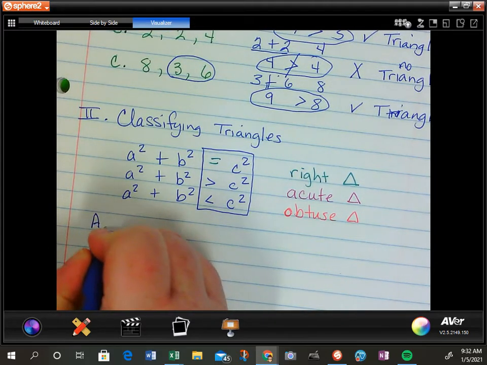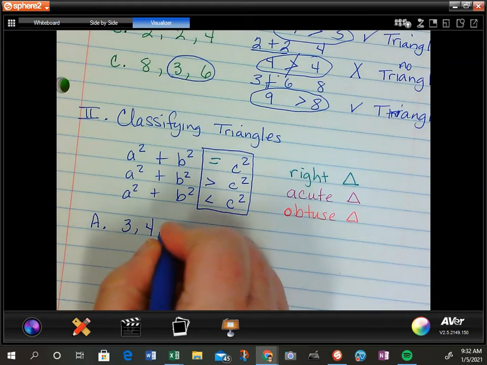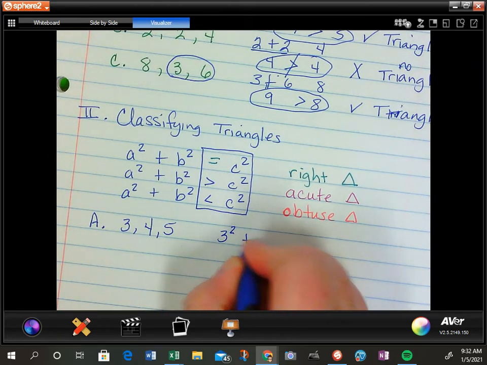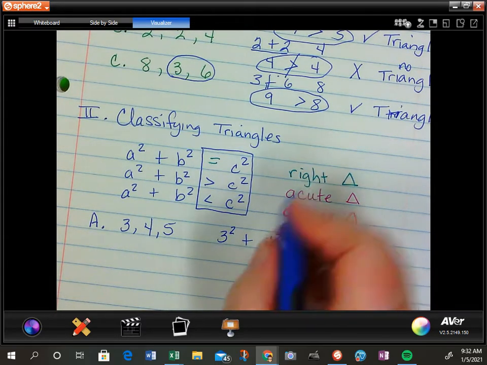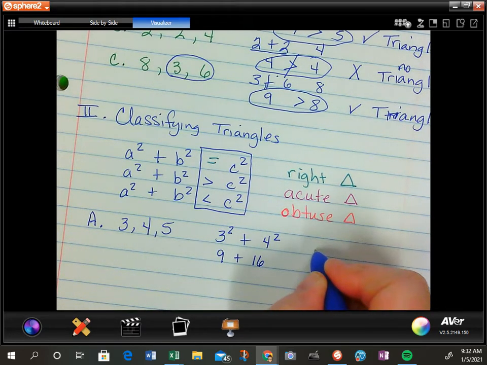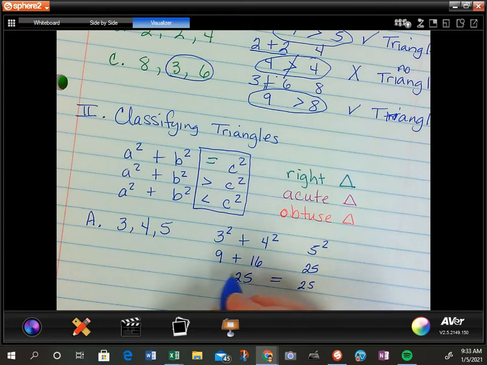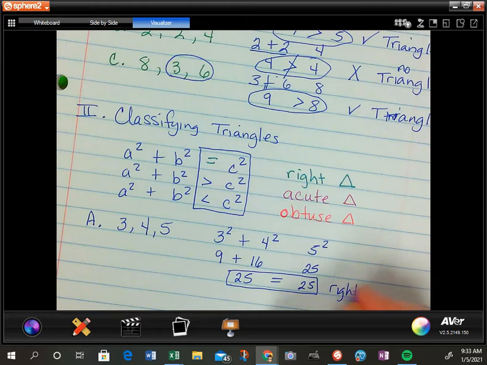Letter A. Once again, we're going to try 3, 4, and 5. So 3 squared plus 4 squared. 3 squared is 9, plus 4 squared is 16, and C squared would be 5 squared, that would be 25. 9 plus 16 is 25, and 25, and that is equal. So I have a right triangle.